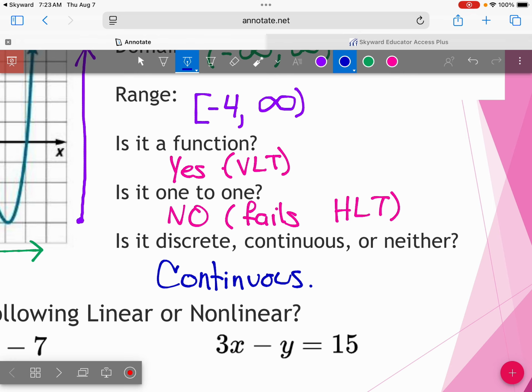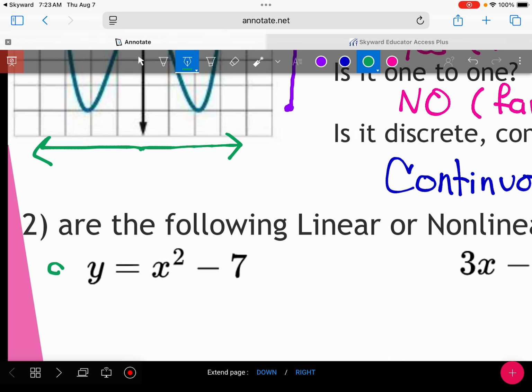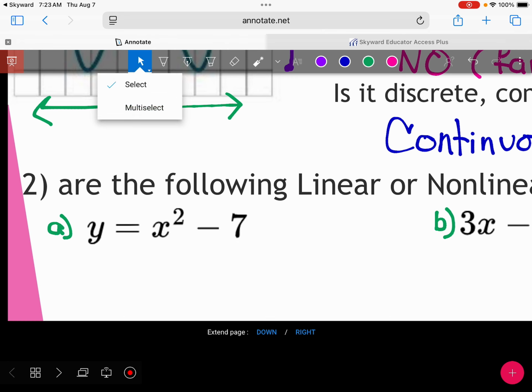Questions on that one, on part one? Cool. All right, so then we have two questions down here in question number 2, where we ask you if these are linear or nonlinear. So I'm going to label them just because they weren't. I'm going to call this one A and this one B, just because otherwise things are annoying to talk about if we don't have a way to label them.